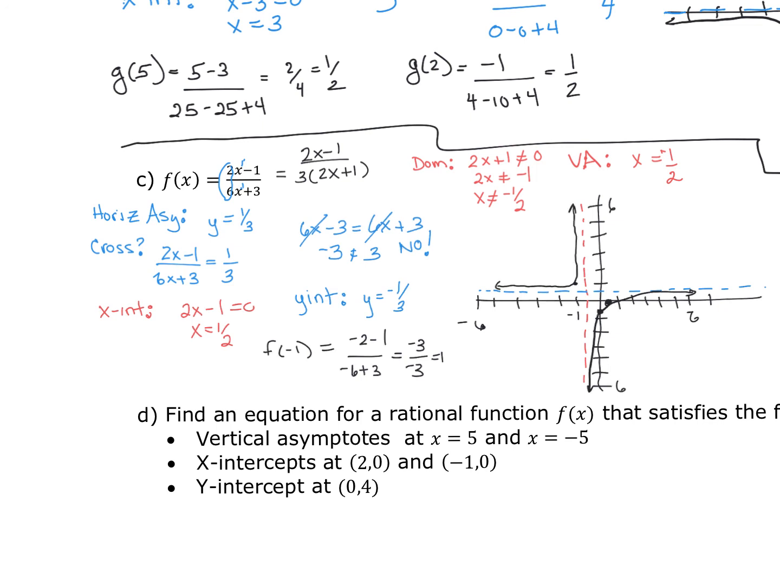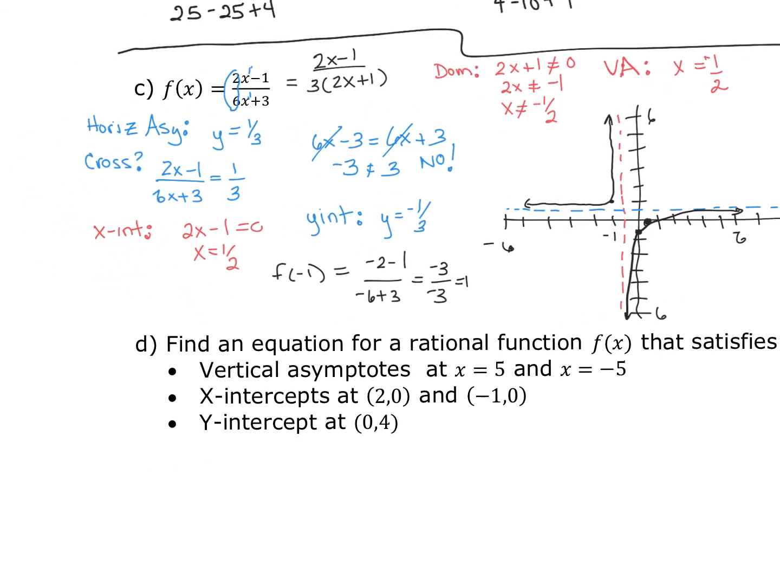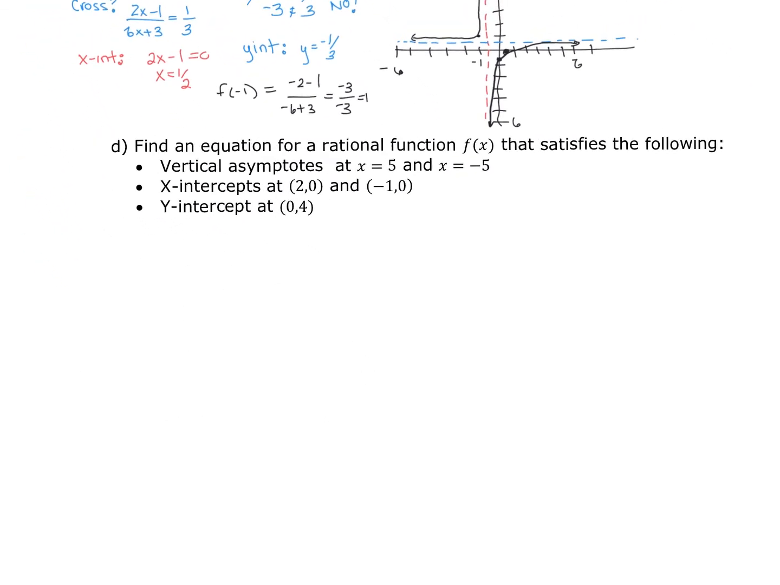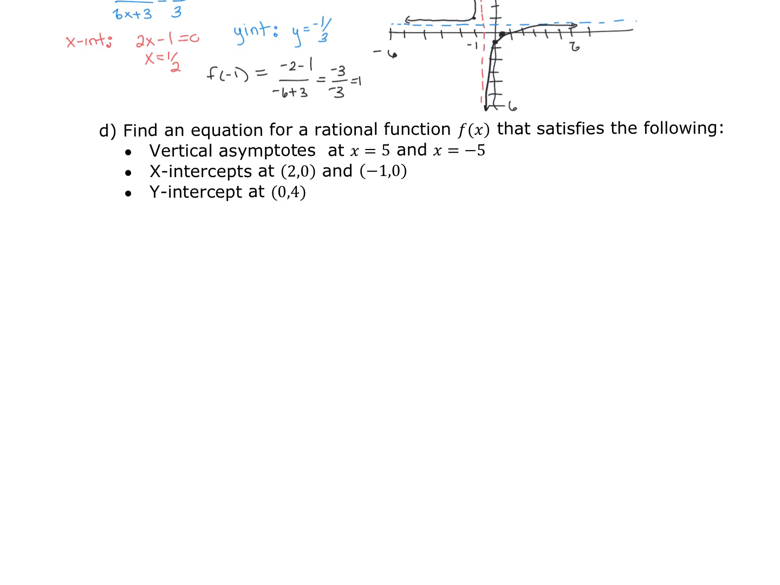Okay, for our last example, we want to go the other way. So we want to find the equation of a rational function f of x that satisfies the following. The vertical asymptotes are at 5 and -5. Remember, these come from the denominator. So in our denominator, we're going to have a factor x minus 5 and x plus 5.